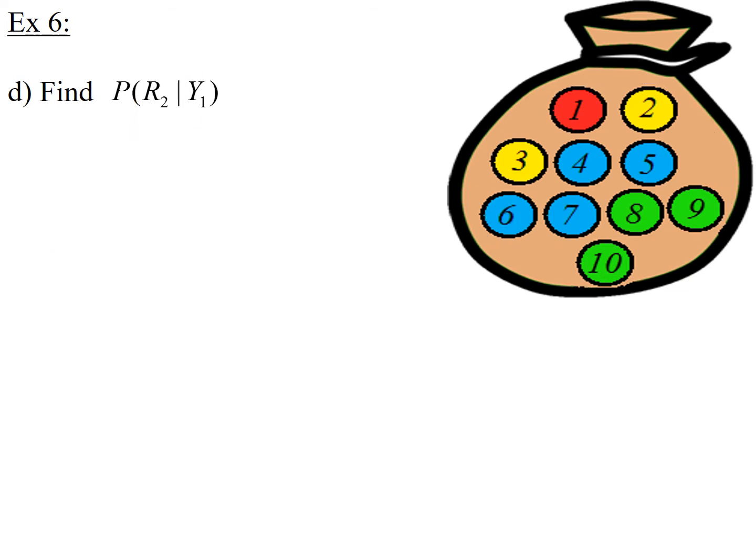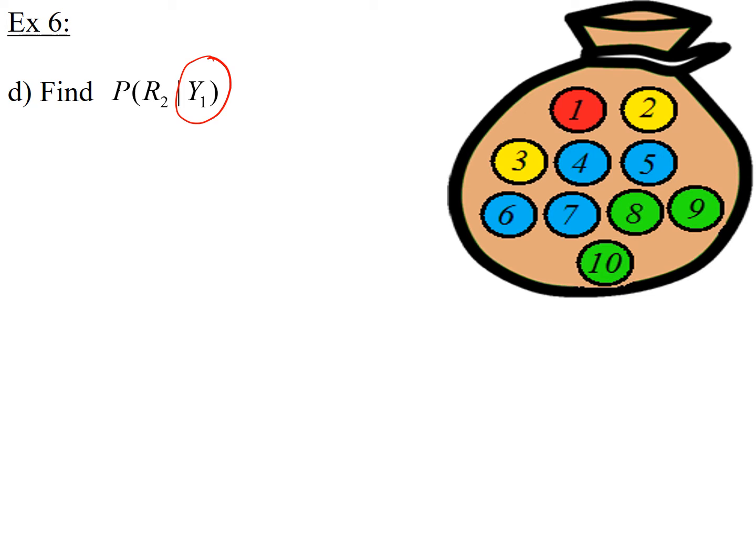Okay, so this problem is asking, what's the probability the second ball you draw is red, given the first ball you drew is yellow? One more time, let me say where we are in the drawing process. We're about to draw the second one. We've drawn the first one, and it's yellow. It's out of the bag, and it's staying out. And now I want to know what's the probability the next one is red.